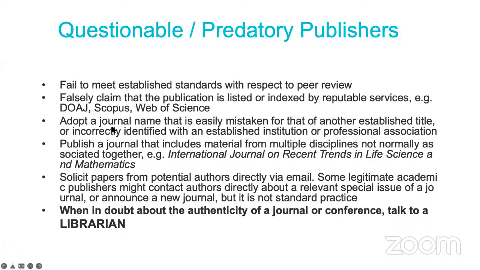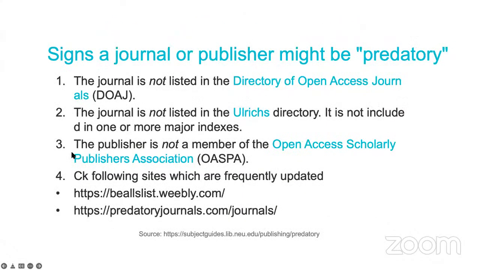So when in doubt about the authenticity of a journal or a conference, talk to a librarian. Yes, the librarian is going to help you with whether it is a right journal or wrong journal. The journal should be in the directory, in DOAJ. It should be in the Ulrich's list of periodicals directory. That journal's name should be there, so you can see it's an authentic journal. Then the publisher, if it is not a member of the Open Access Scholarly Publishers Association, then something is fishy, because they say it is an Open Access journal, but they are not a member of OASPA. That means it's something fishy.